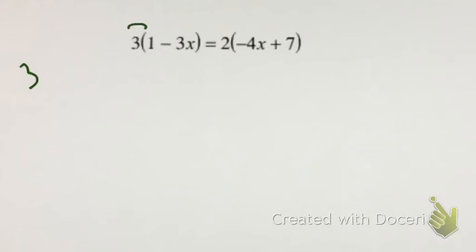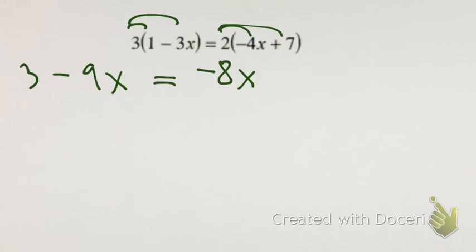3 times 1 is 3. 3 times negative 3 is negative 9, and times x. So basically we're just doing 3 times minus 3x. On the right side, we got 2 times negative 4, which is negative 8x, and 7 times 2, which is 14, and that is positive.